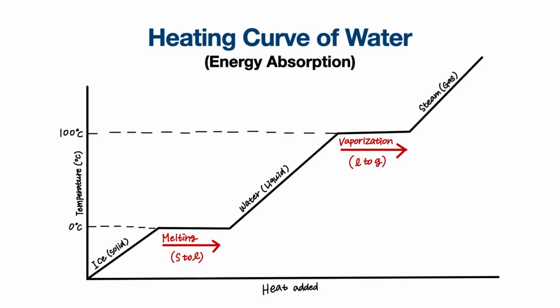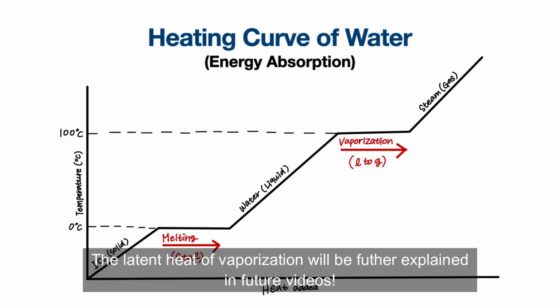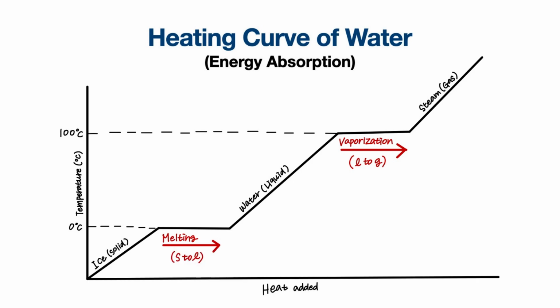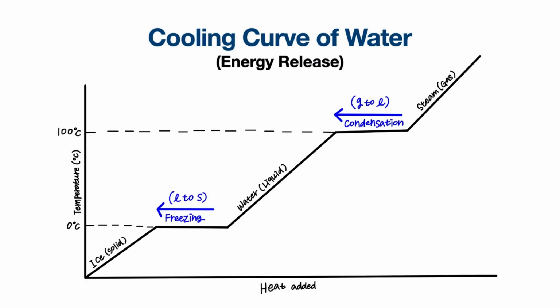This continues until the water reaches 100 degrees Celsius, where the temperature levels off again. During this phase, the water undergoes vaporization, transforming into steam. The energy added during this flat section is the latent heat of vaporization. After all the water has vaporized, any additional heat will increase the temperature of the steam.